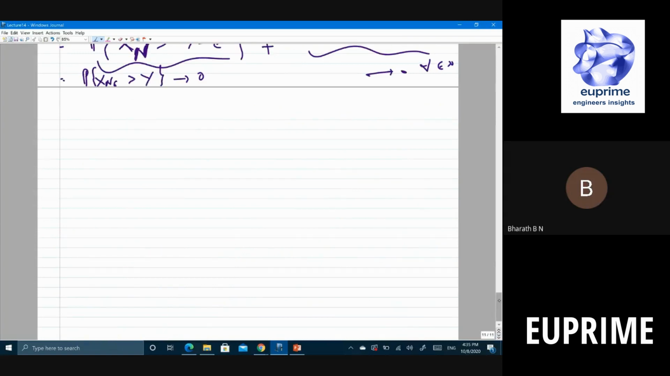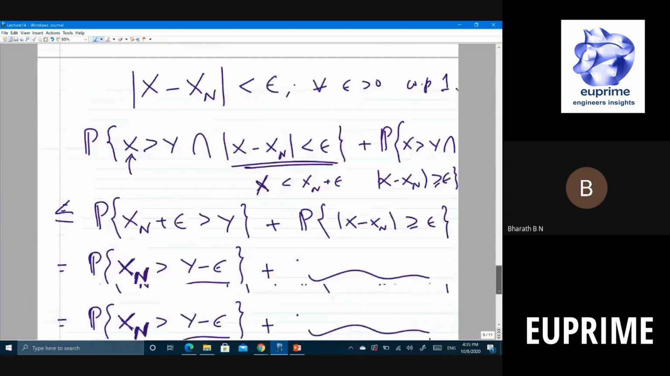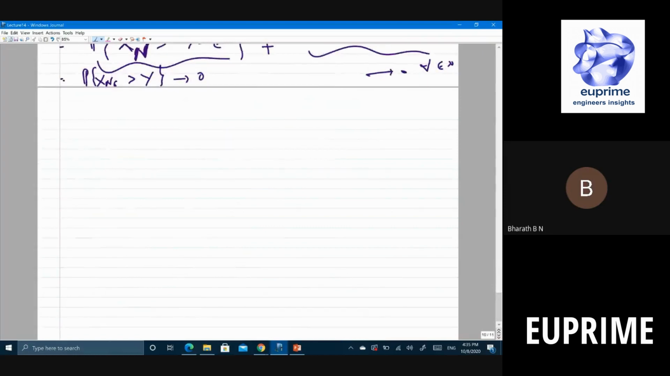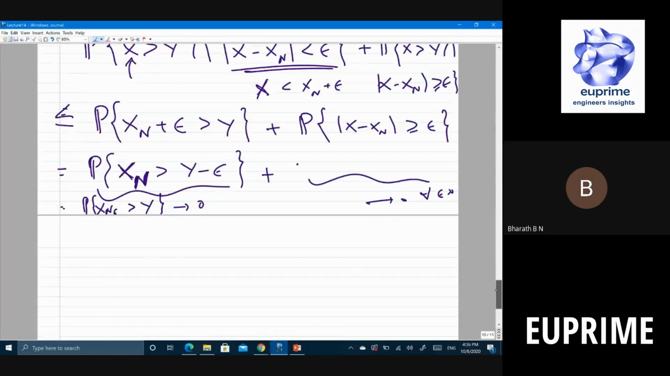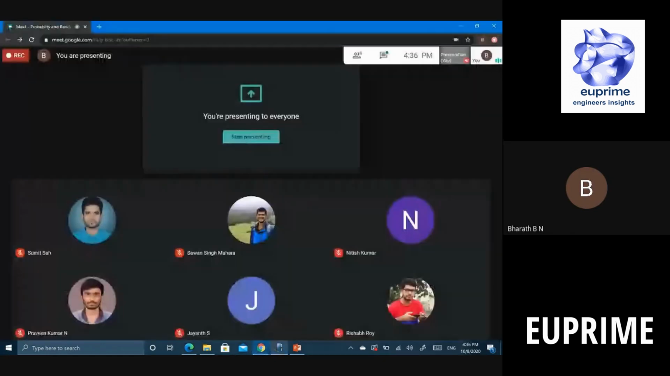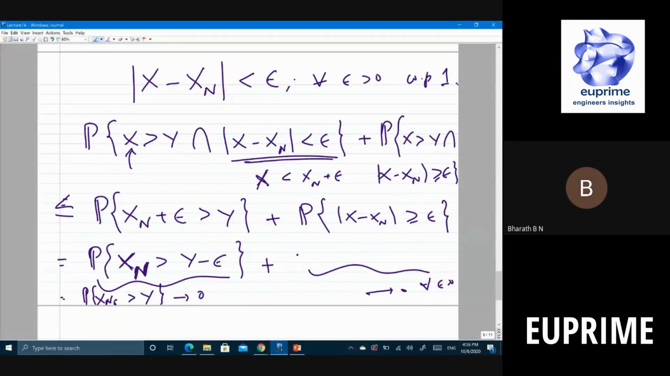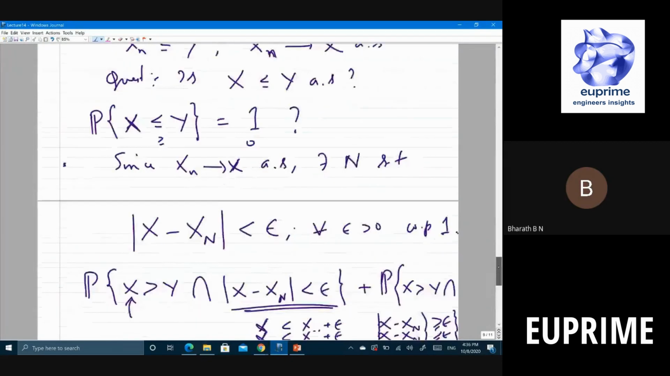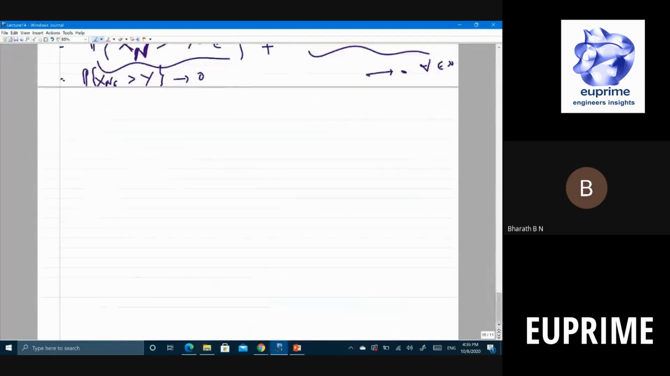I don't want to waste more time on this. Maybe we need some refinement to the proof. Can one of you or all of you discuss this and come up with the proper proof? I think you got the gist of it. So we will move on. This is what I wanted to say about the probability part. Let's move on to stochastic processes.